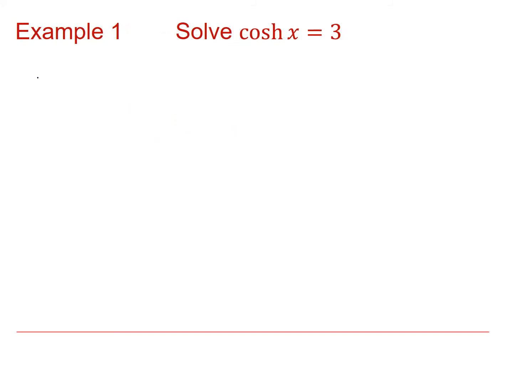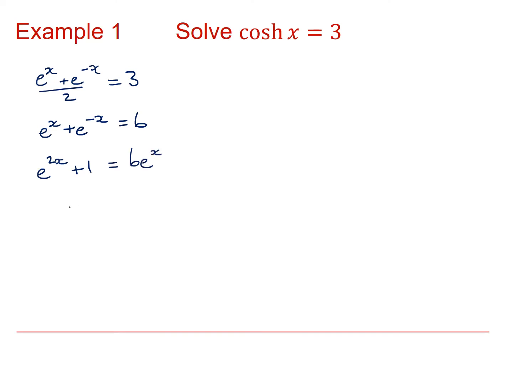Let's look at this equation. Cosh x we know is e to the x plus e to the minus x over 2, and that's equal to 3. So I'm going to get that e to the x plus e to the minus x is equal to 6. And multiplying through by e to the x, I get e to the 2x plus 1 is equal to 6 e to the x. Rearranging then, e to the 2x minus 6 e to the x plus 1 is equal to 0.